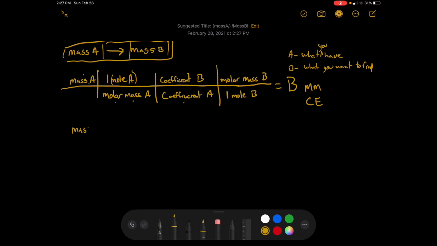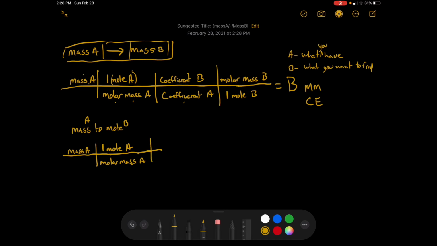Now let's go from mass to moles. So mass to moles, and it's going to be mass A to mole B. So then what you have is you put your mass A up at the top that you've been given. You put your molar mass, because you need mass and mass, molar mass A, top and bottom. Now that's going to always equal 1 mole of A, right?